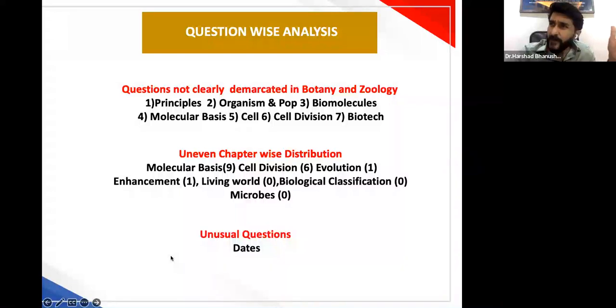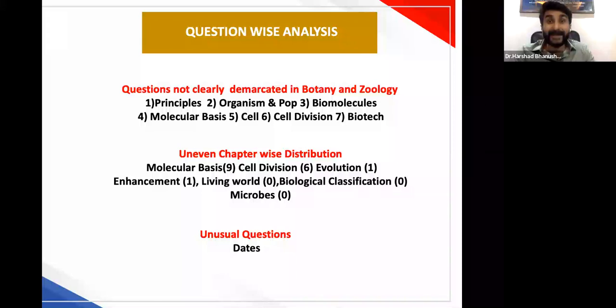Another thing, which after a very long time they asked this year, was the date. Normally the number of questions on dates are not frequent, and for the last few years they had not asked questions on dates. This year a single question on dates was asked. So that is another unique thing which came this year, which was not seen in last year's paper.